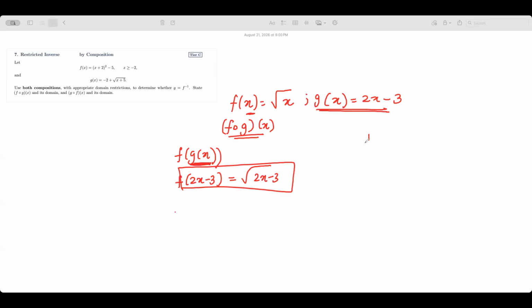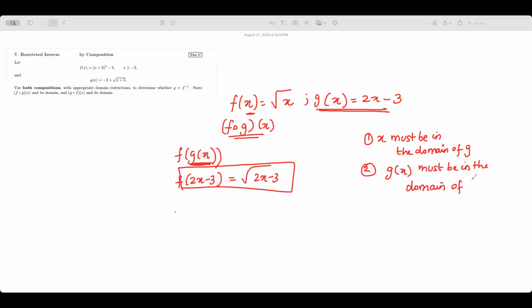Now, when you find the domain of the composite function, the first rule is x must be in the domain of g. Find out the domain of g, and make sure x is present in the domain of g. Then g of x must be in the domain of f. Make sense?